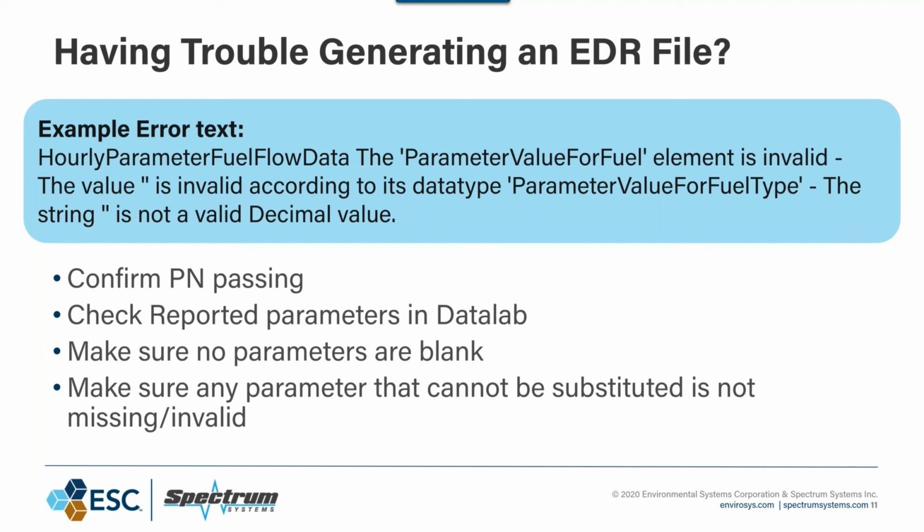At the very top, this is a perfect example of what you will see when you're not able to successfully generate an EDR. In this case, the fuel flow is missing. It either has a missing field or one of the flags is being marked missing, invalid, or out of control. So just ensure that these are quick references to look at before you even generate an EDR.